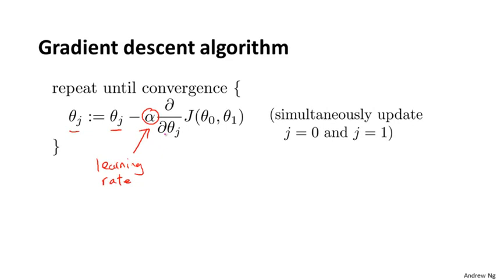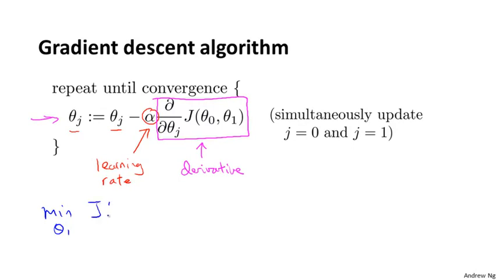And this second term here is the derivative term. What I want to do in this video is give you better intuition about what each of these two terms is doing and why, when put together, this entire update makes sense. In order to convey these intuitions, I want to use a slightly simpler example where we want to minimize a function of just one parameter.